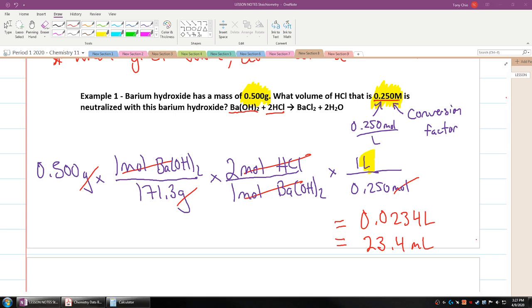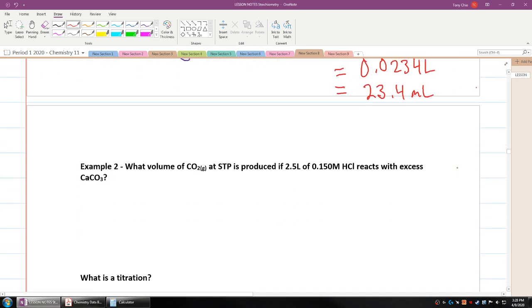Now, what we have here is an example of using molar concentration to help us solve for our unknown volume in this case. So this is one example of what we use molar concentration to help us solve when we have molar ratio. So let's look at our next question.